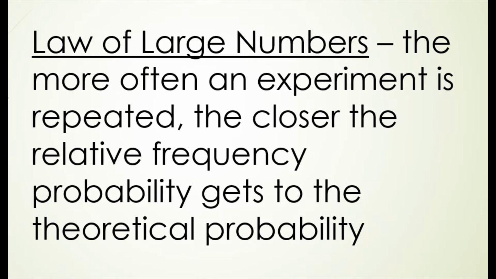But if I toss a coin a small number of times, let's say 5 times, the relative frequency probability may be way off. I may only get 1 heads out of those 5 tosses, and that's going to give me a relative frequency probability of 0.2, 1 divided by 5. But if I toss that coin a lot of times, let's say 1,000 times, then I'm going to be fairly confident that if it's a fair coin, I'm going to get 500 heads and 500 tails, or pretty close to 500 heads and 500 tails. That's the law of large numbers.